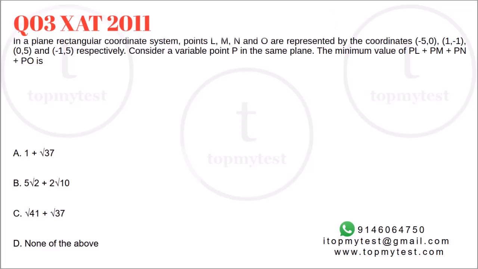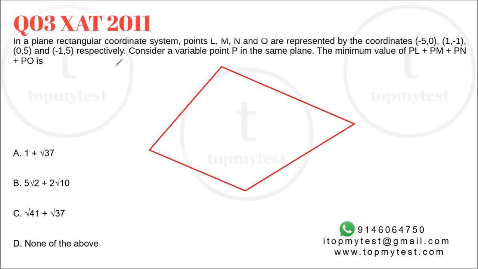The third question is from XAT 2011. It was considered pretty difficult, but let's see. This was one of the easier questions from that paper. It says in a rectangular planar coordinate system, L, M, N, O are represented by these coordinates. So the coordinates of this sort of quadrilateral are given to you. Consider a variable point P in the same plane. What will be the minimum value of PL plus PM plus PN plus PO?